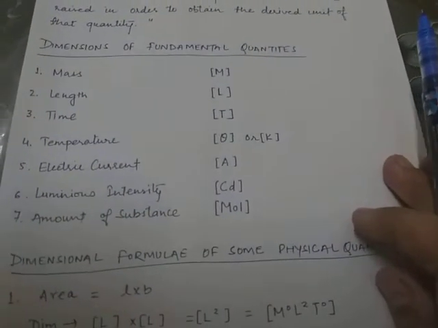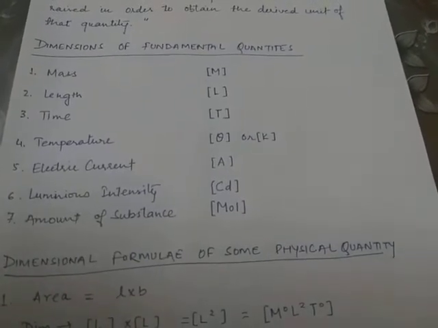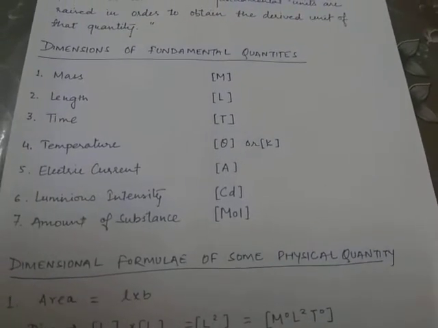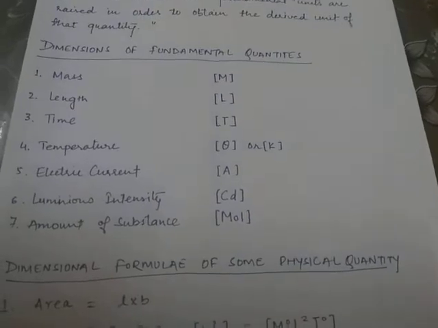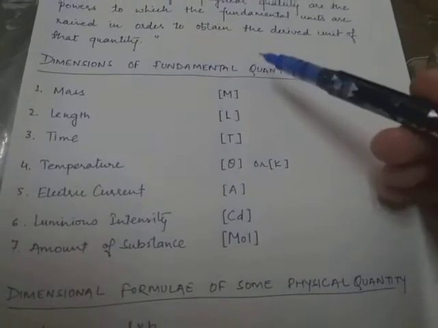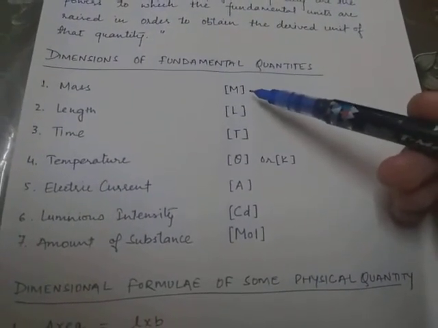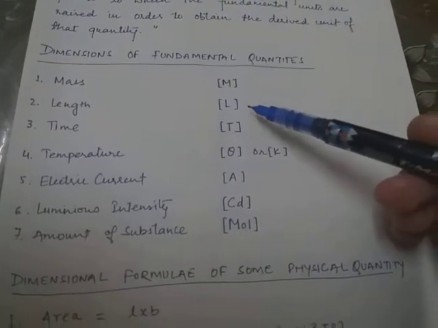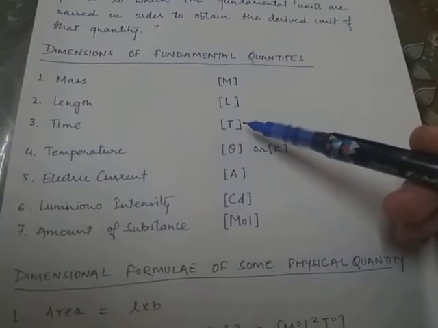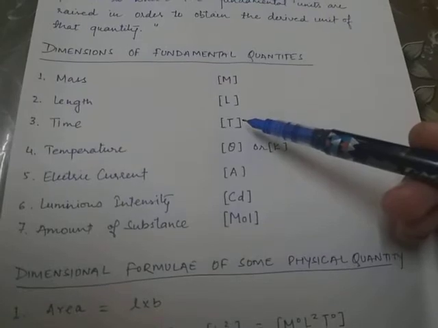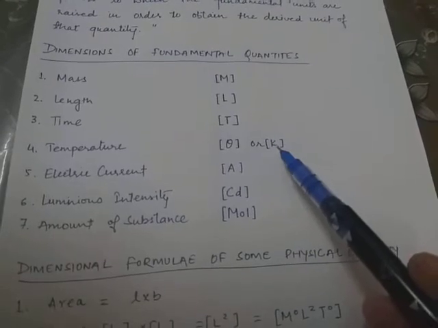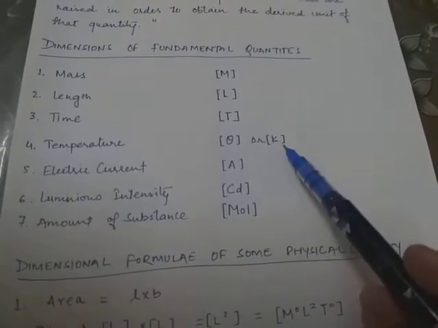After that, we have some fundamental quantities with their dimensions. A specified letter in square brackets is given for a particular fundamental quantity, and which is known as its dimension. So starting with mass, capital M is the dimension of mass, capital L is the dimension of length. Similarly, capital T is representing the dimension of time. For temperature, theta or K, some places we use theta and somewhere we use K.